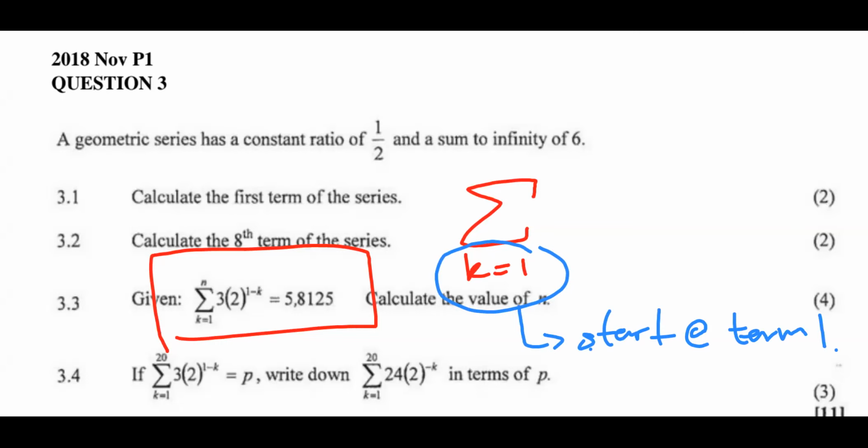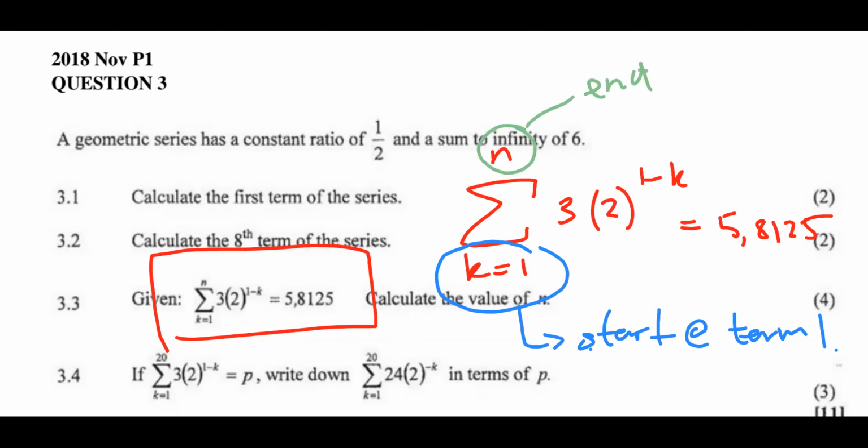Given that the sum of this sequence, 3 times 2 to the power of 1 minus k, is equal to 5.8125. Oh, and also they tell us where we end. So we end at the nth term. We start at the first term, and we end at the nth term. So this is where you stop adding, I guess, because the sum means to add things. So that is saying that we are adding terms from the first term to the nth term. They tell us what the answer is. What we need to do is work out how many terms we are adding.